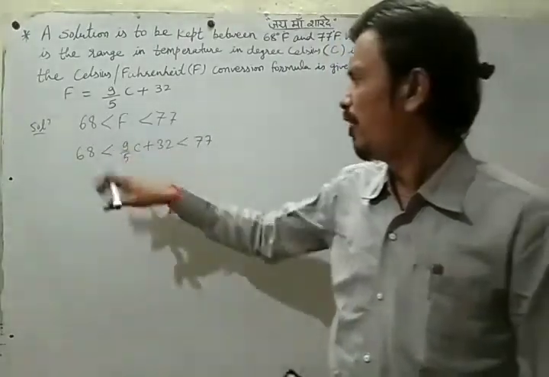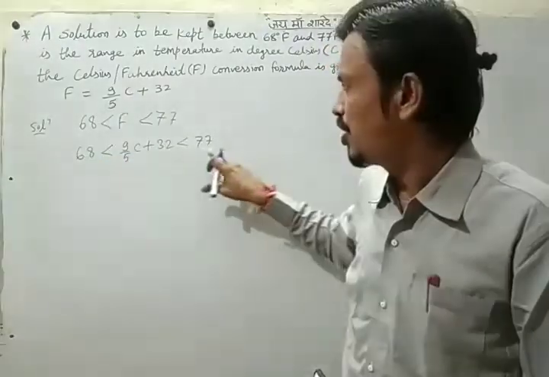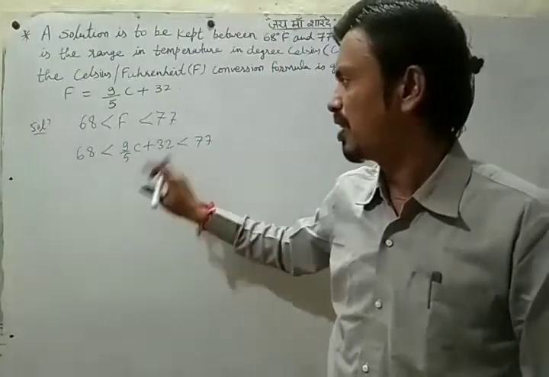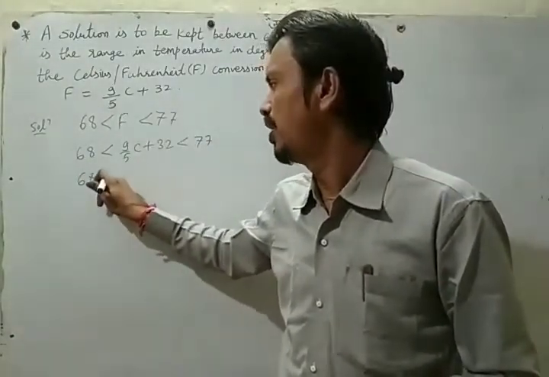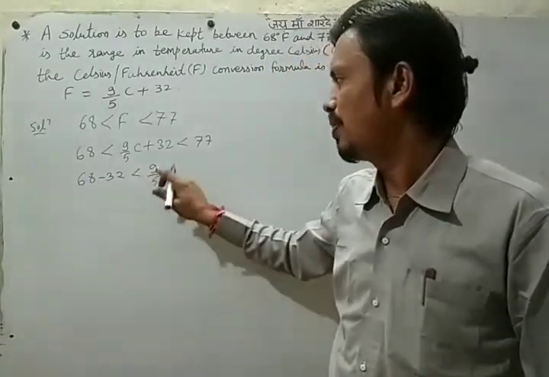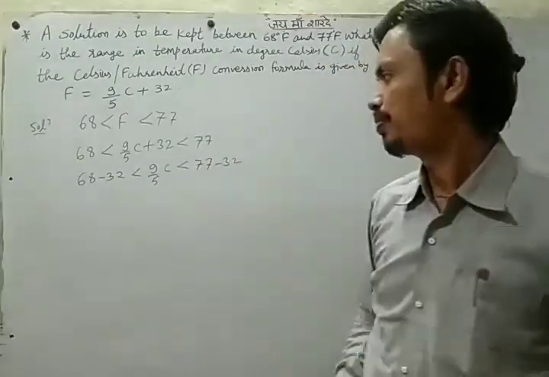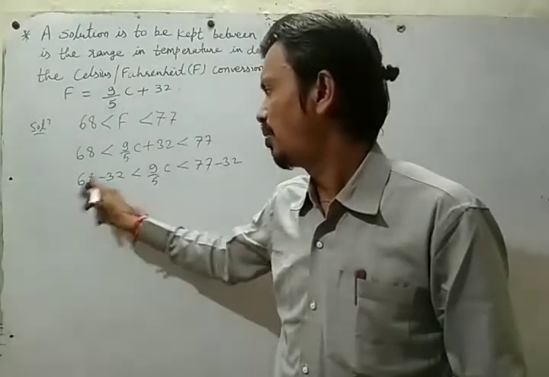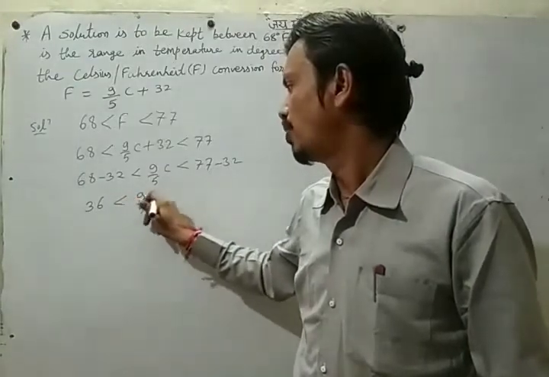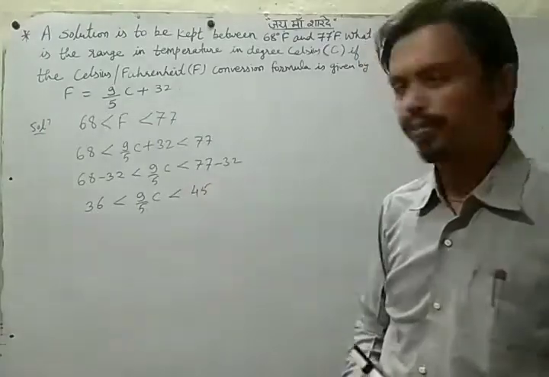Now we'll simplify this. We want to eliminate 32 from here. So on each side we subtract 32, because here we have plus 32. So subtracting 32 from each, we get 68 minus 32 less than 9/5 C is less than 77 minus 32. So 68 minus 32 is 36, which is less than 9/5 times C, which is less than 77 minus 32, that is 45.